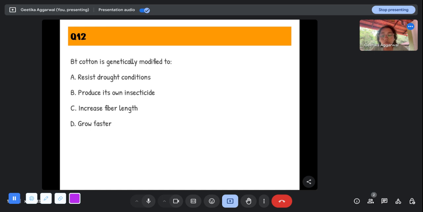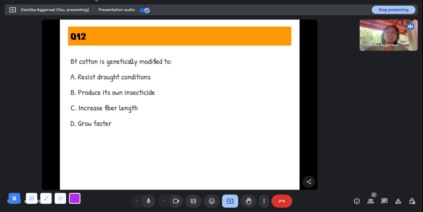12th question, BT cotton is genetically modified for what? Does it resist drought conditions? Does it produce its own insecticide? Does it have a longer fiber length, or does it grow faster? So, what is the correct answer to BT cotton?